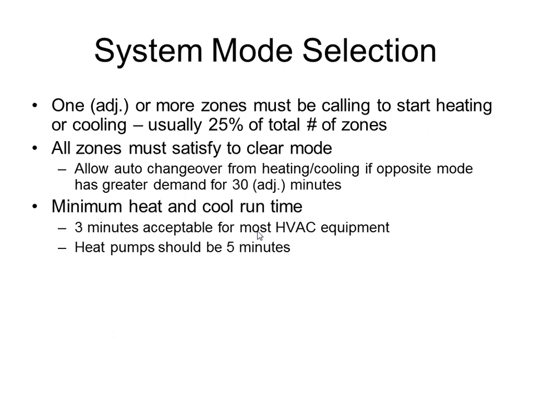And generally another good thing to include in your sequence is a minimum heat and cool runtime. This prevents you from switching over from heating and cooling and actually fighting zones. You never want 2 zones to be fighting each other within the system. So if you set at least a minimum runtime for the heating and cooling mode, you'll prevent fighting within the system. And just some general rules, we usually use 3 minutes for most HVAC equipment and then 5 minutes for heat pumps.